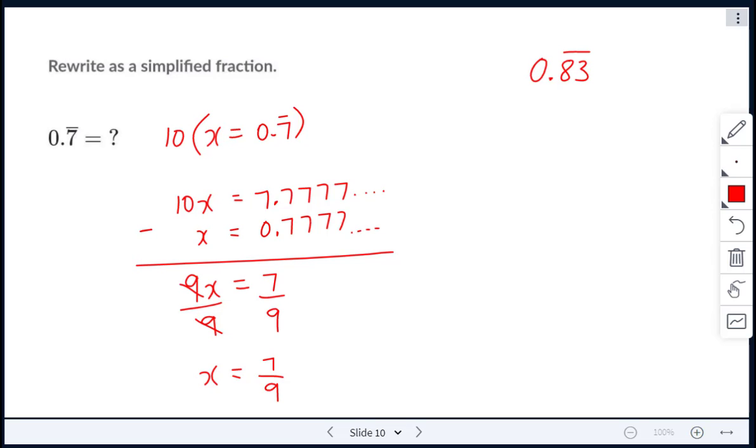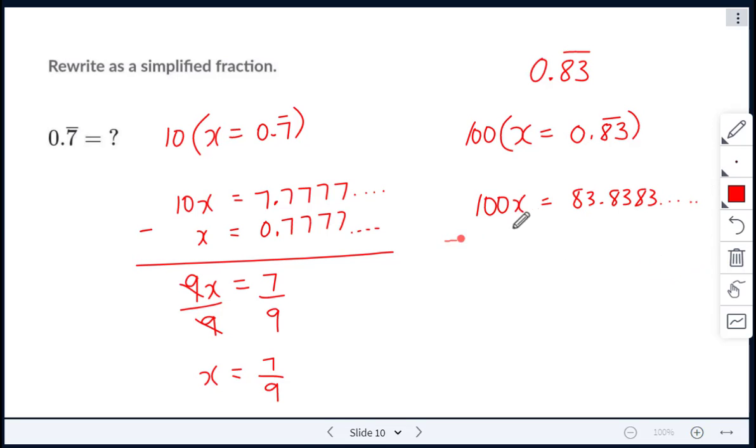All right, in this example, we have 0.83, where the 83 is repeating. The first thing we're going to do is set it as a variable. So x is equal to 0.83, 83 repeating. Second, we multiply, depending on how many digits are repeating. Two digits are repeating, so we're going to multiply this whole equation by 100. And that gives me 100x is equal to 83.83, 83, and so on.